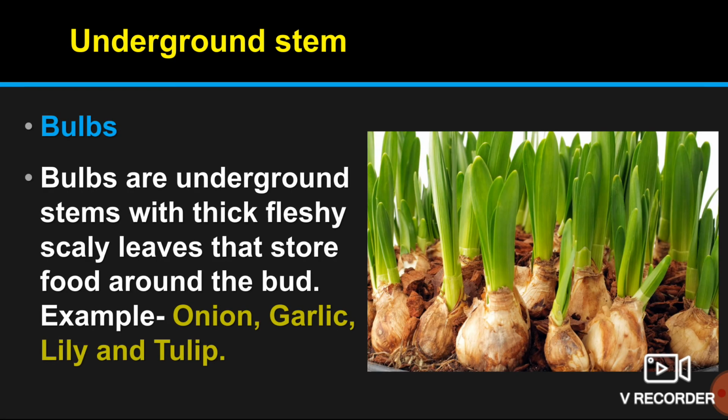Now we discussed horizontal stems. The second part is underground stem, and how it takes place. So bulbs, very common examples, are underground stems with thick, fleshy, scaly leaves that store food around the bud. Examples are onion, garlic, lily and tulip.